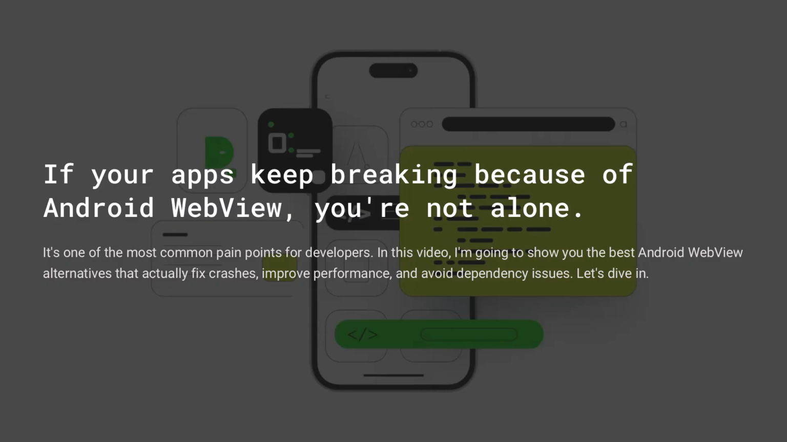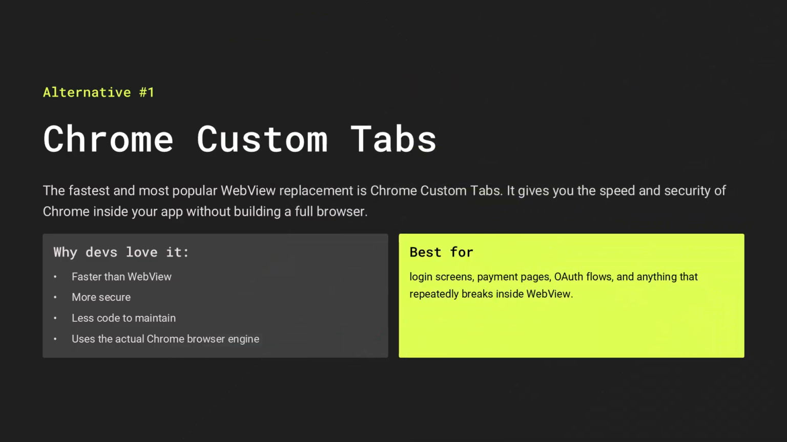Chrome Custom Tabs. The fastest and most popular WebView replacement is Chrome Custom Tabs. It gives you the speed and security of Chrome inside your app without building a full browser. Why devs love it? Faster than WebView, more secure, less code to maintain, uses the actual Chrome browser engine. Best for login screens, payment pages, auth flows, and anything that repeatedly breaks inside WebView.